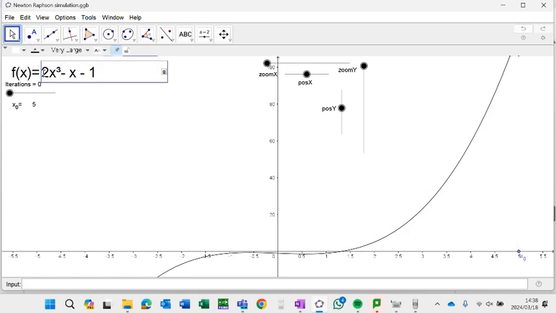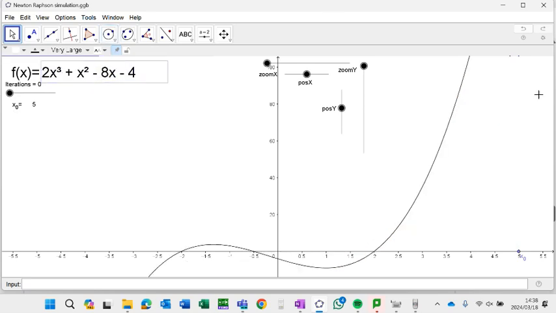2x cubed. Was it plus x squared? Yes. Minus 8x minus 4. Okay, there it is. Can anyone see what's happened? What's gone wrong? And remember what this thing does.